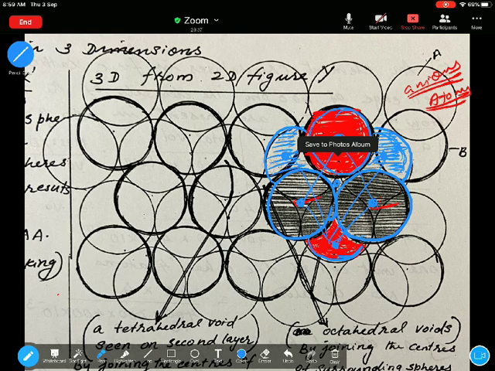So 2 types of voids you can see, an octahedral void and a tetrahedral void. An octahedral void is bigger than a tetrahedral void. This is the tetrahedral void, but this is the octahedral void. 2 types of voids you can visualize, a tetrahedral void and an octahedral void.